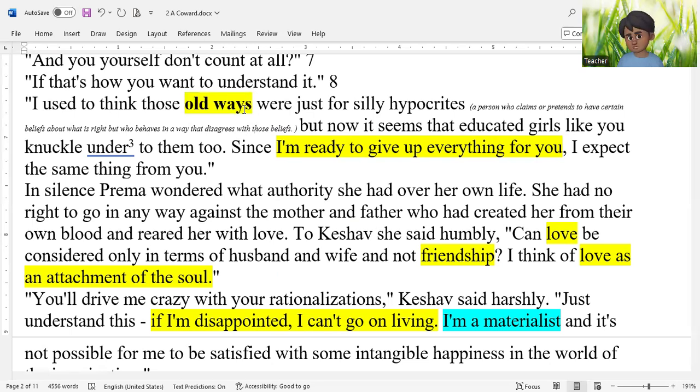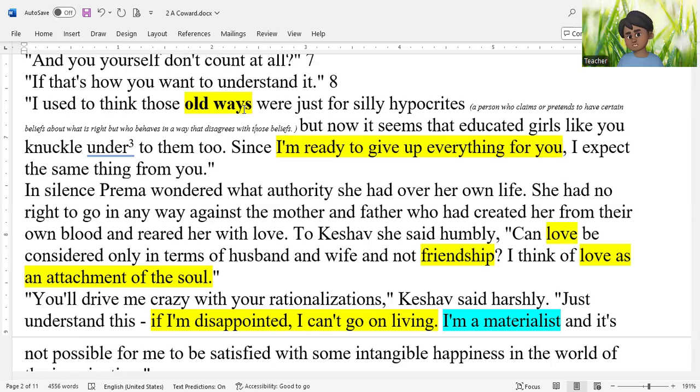So Keshav says, "I used to think those old ways were just for silly hypocrites." Who is a hypocrite? A person who claims or pretends to have certain beliefs about what is right, but who behaves in a way that disagrees with those beliefs. Then he says, "But now it seems that educated girls like you knuckle under to them too." This is a satire. Keshav makes a satire to Prema. He says that although you are quite an educated girl, you go to college, you're getting a higher degree, still you follow old traditions. "Since I am ready to give up everything for you, I expect the same thing from you."